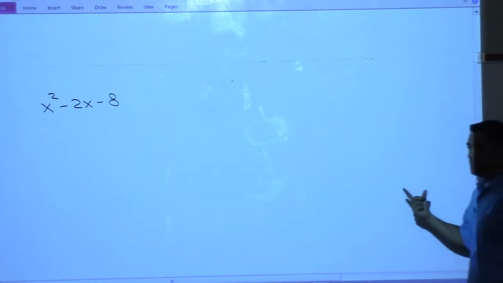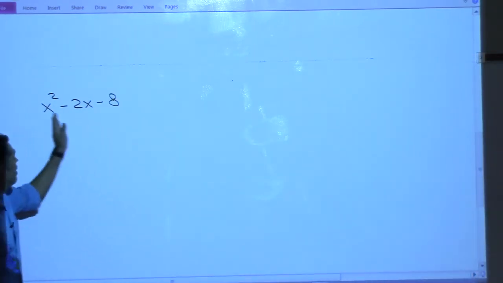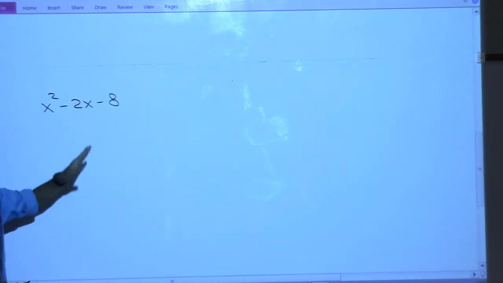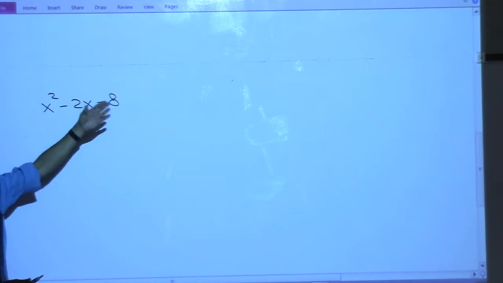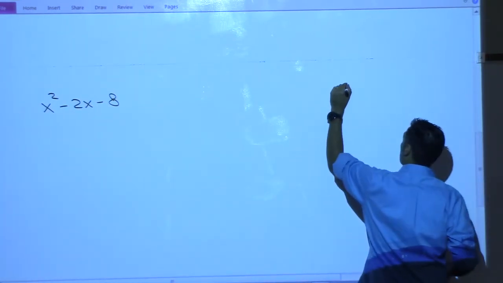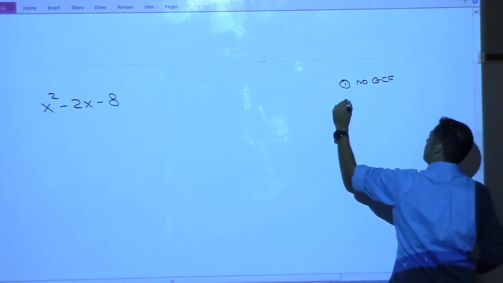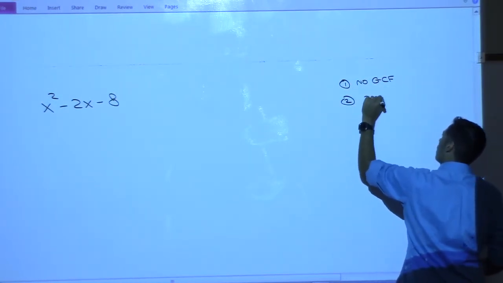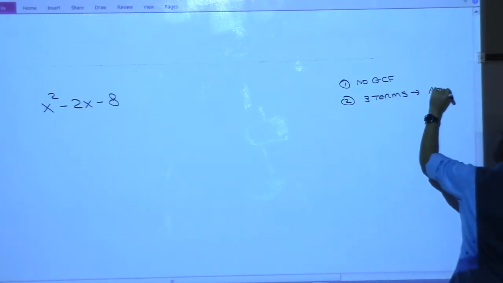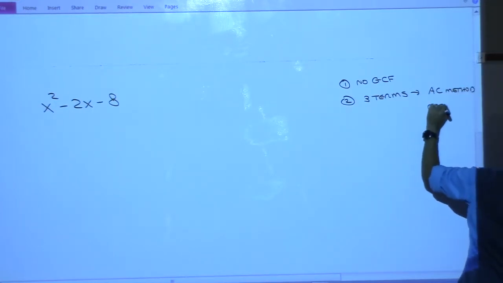So the first step is GCF. Okay, so you look, do they all have anything in common? No numbers, no letters, so no GCF. So then we count the terms. 1, 2, 3. We have 3 terms. When you have three terms, I told you, it's either going to be the AC method or it's going to be guess and check.